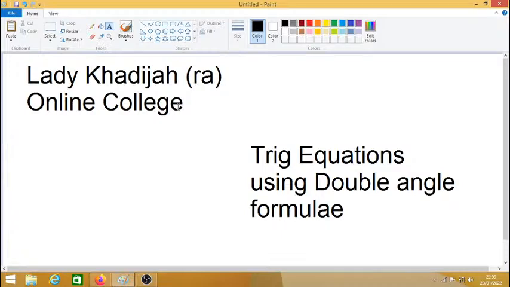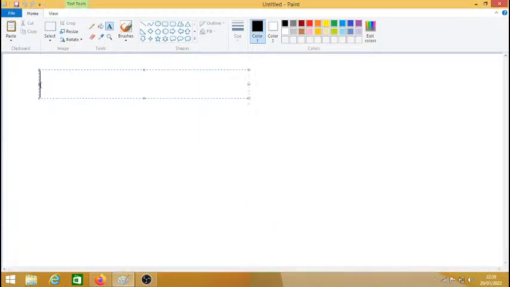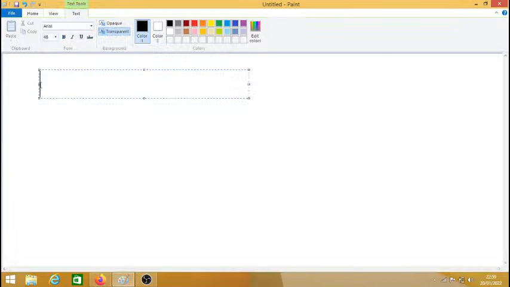Today's lesson is more on trig equations, solving trig equations where you have to try and involve some of the double angle formulas that we've learnt. If you're following through in the book, it's the Pearson Edexcel UK book, and it's example 10 in chapter 7.